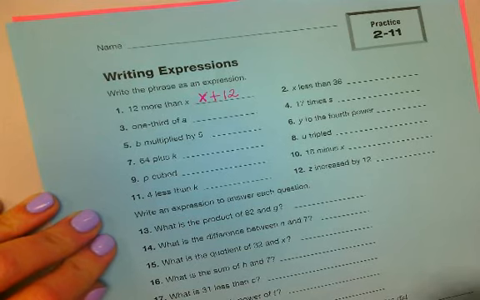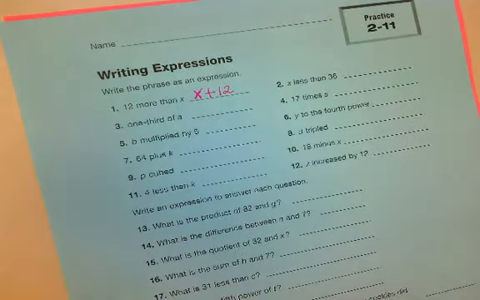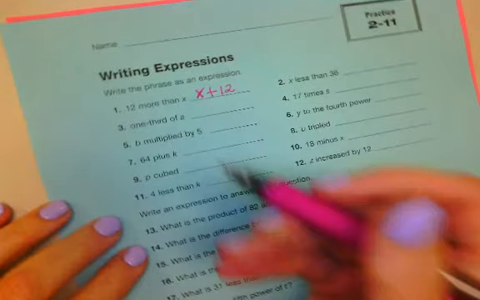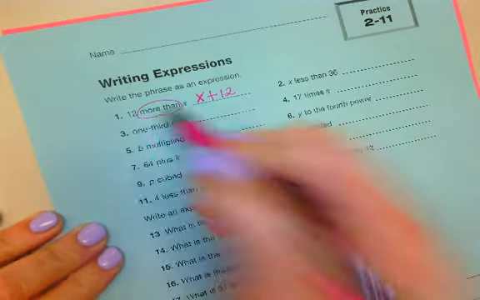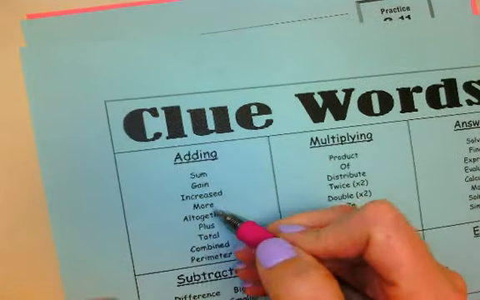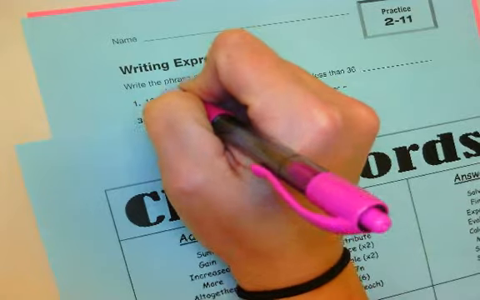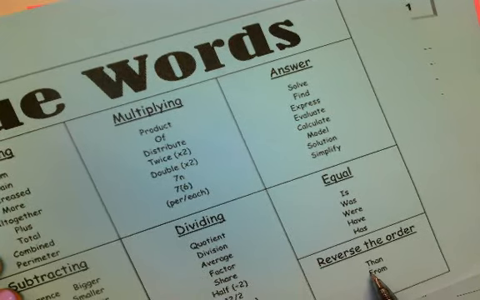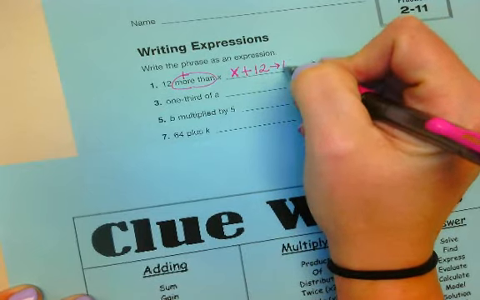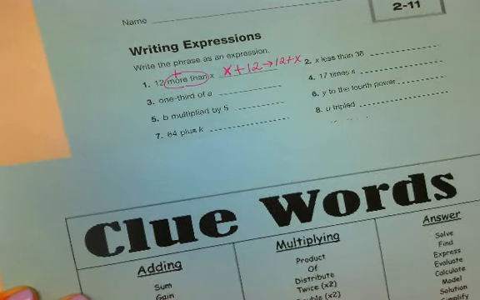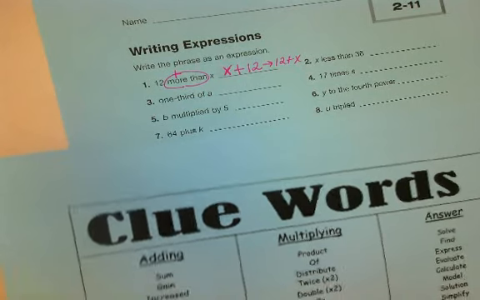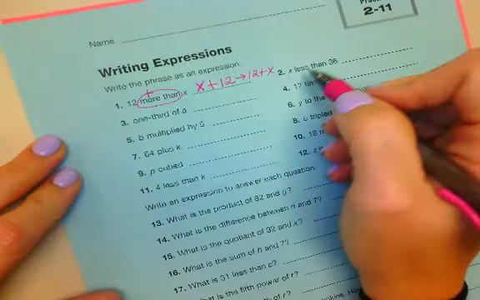12 more than x. Now, like I said, we normally write the variable first. But in this case, when it says more than, if you look at your keywords here, we know that more is addition, so we can put addition there. But if you look at than, that is to reverse the order, which means we need to change this to 12 plus x. That would be the only time that you put it in that order, is if it has the than word, because that means you're reversing the order.